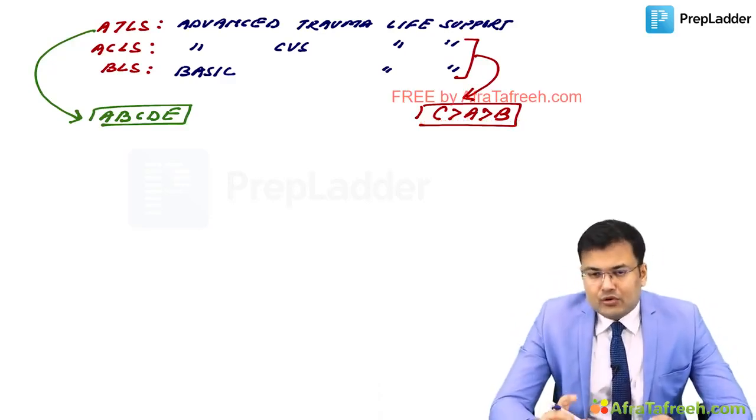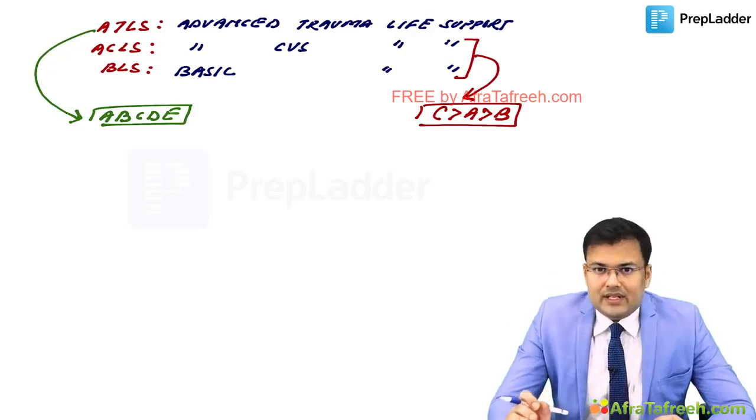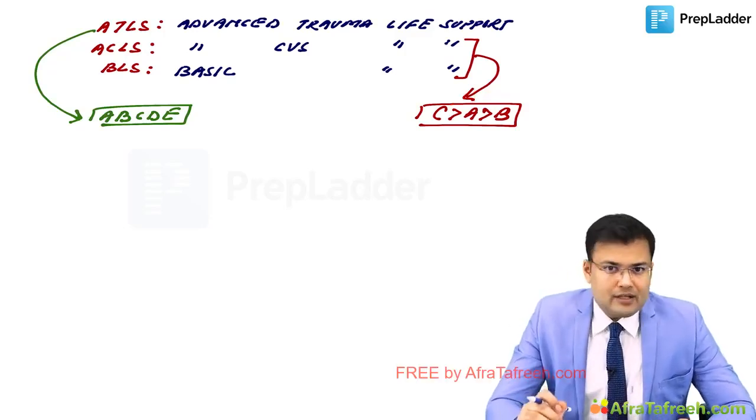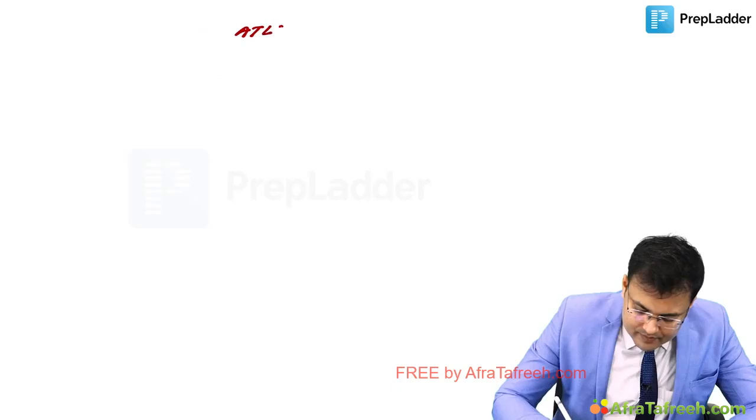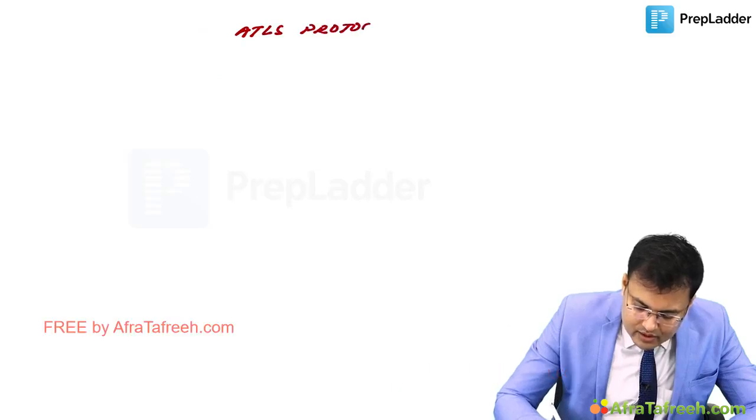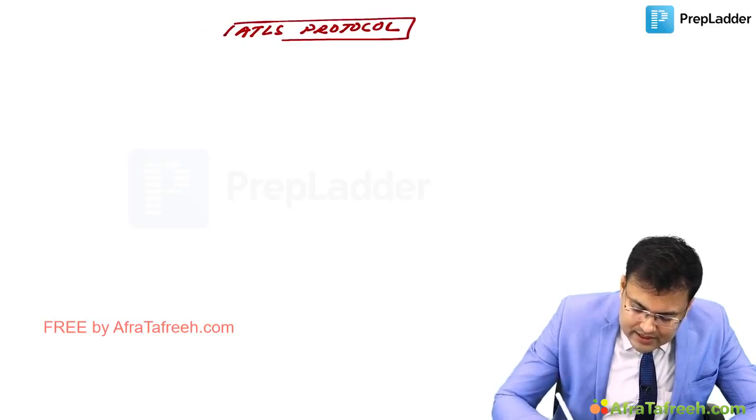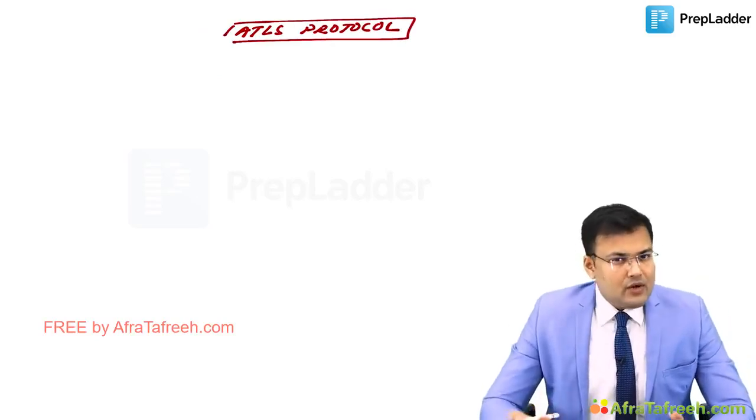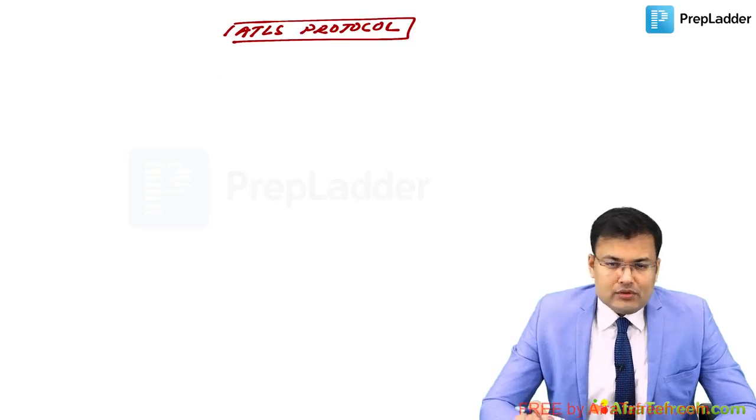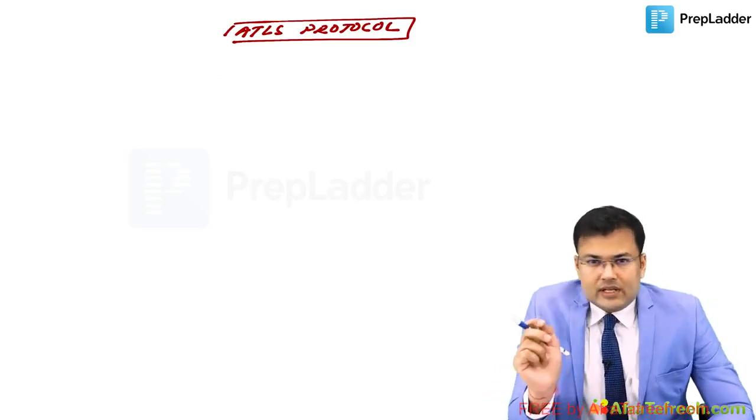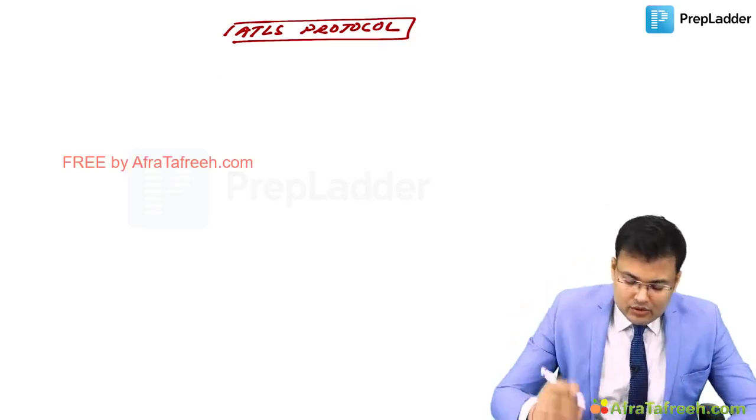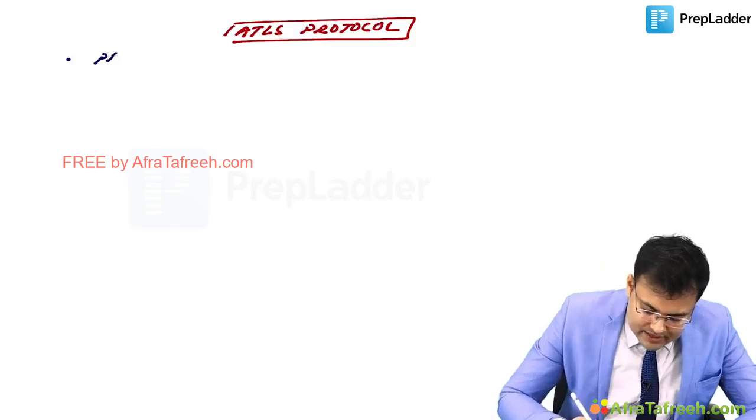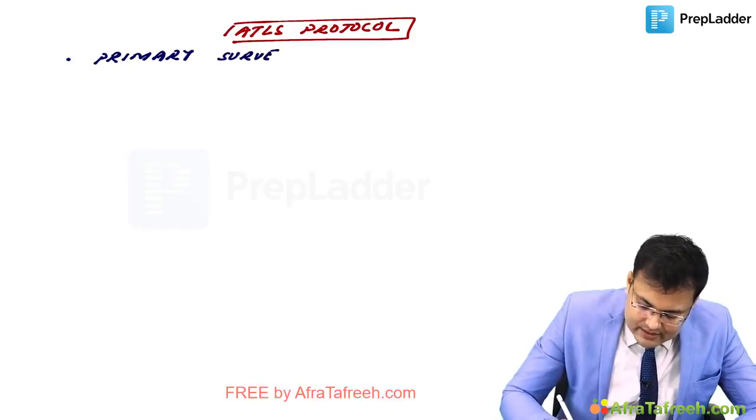So read the question carefully in exam. According to ATLS protocol, we are going to follow what? A, B, C, D, E. This is the sequence which we are supposed to follow. In detail, we are going to discuss the ATLS protocol and the 2018 updates of ATLS. According to ATLS protocol, there are two surveys: one is primary survey and one is secondary survey.